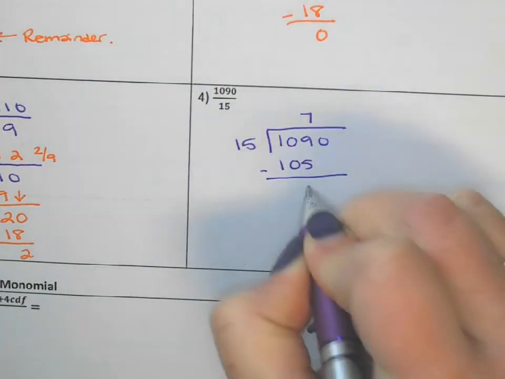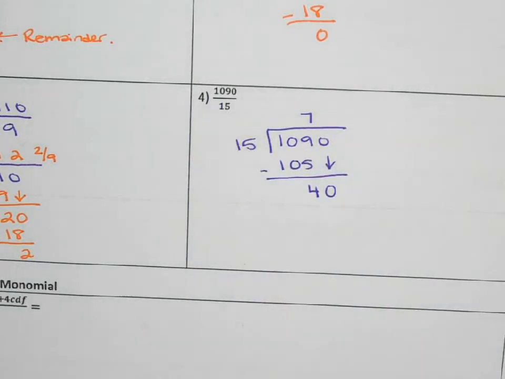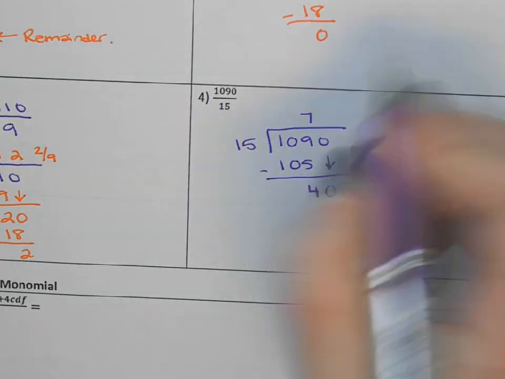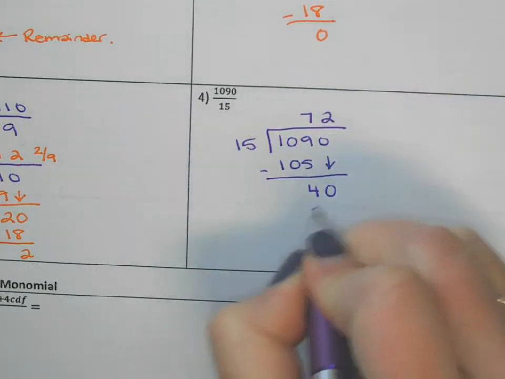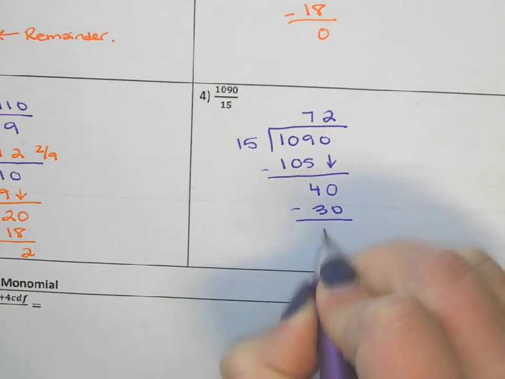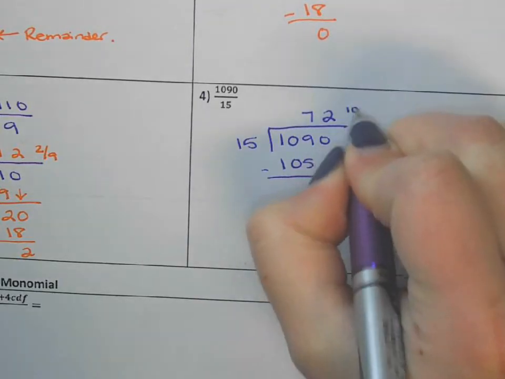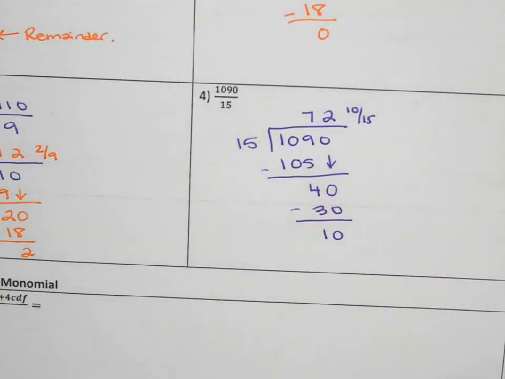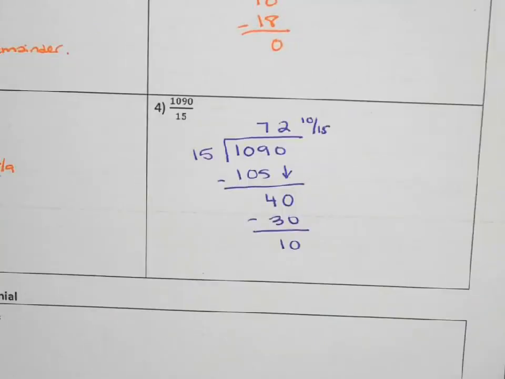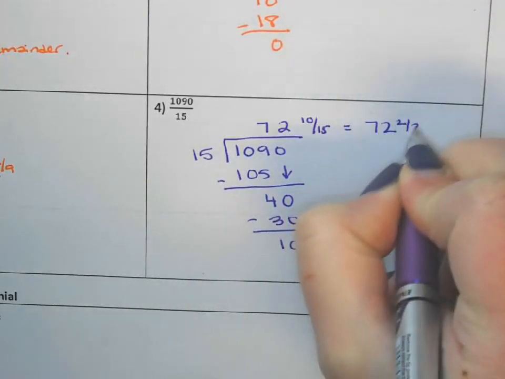Subtract. We have a 4. Bring down the 0. How many times does 15 go into 40? Twice, which is 30. Subtract. We get 10. What's your remainder? Okay, so 10 15ths, but that reduces to 2/3. So we need to rewrite this as 72 and 2/3.